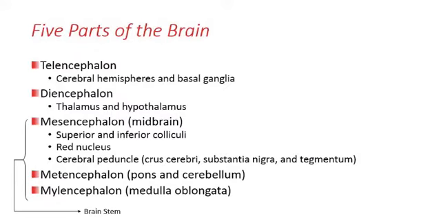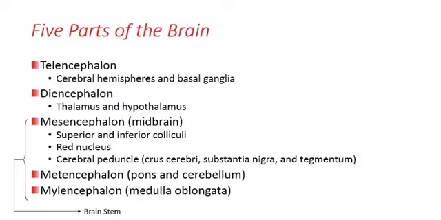The superior colliculi are involved in very quick visual movements. If there's a flash of light, my gaze suddenly is directed over there. That's the superior colliculi in operation. And if there's a loud sound out in the hall or something and I orient toward that, that's the inferior colliculi working. The red nucleus is involved in motor functioning, as is the cerebral peduncle. The cerebral peduncle includes the crus cerebri, the substantia nigra, and the tegmentum.